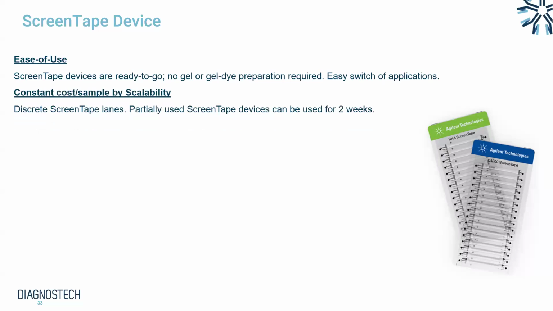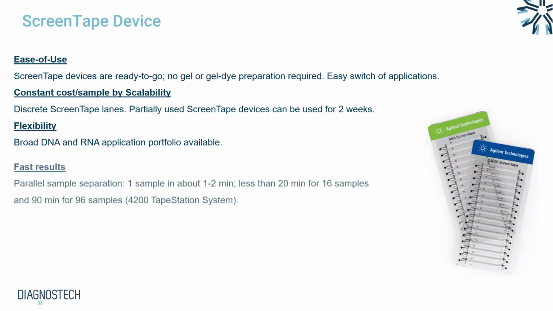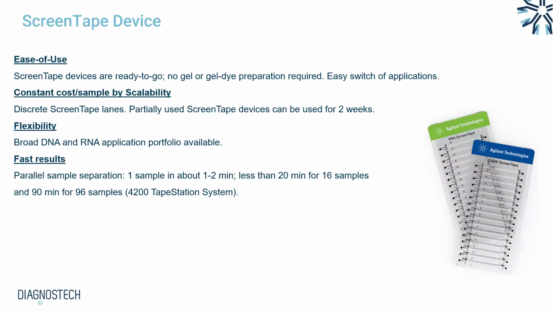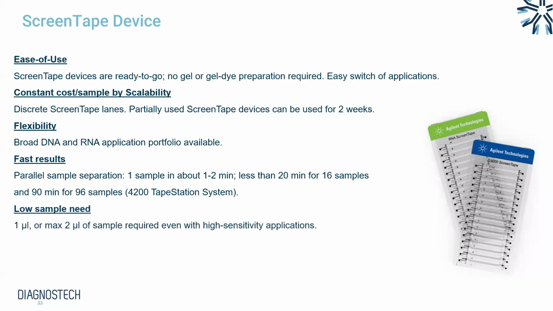There's a constant cost per sample by scalability. As I've mentioned, they have discrete screen tape lanes and you can use partially used screen tapes for up to 2 weeks. It's highly flexible. There's a broad DNA and RNA portfolio, which I'll be discussing in more detail shortly. Fast results: 1 to 2 minutes per sample, less than 20 minutes for 16 samples, and 90 minutes for 96 samples. There's a low sample need.